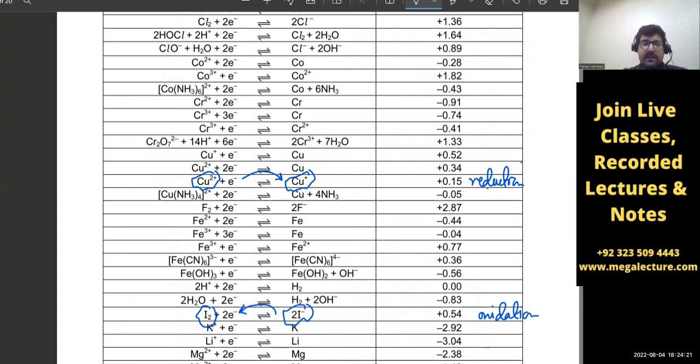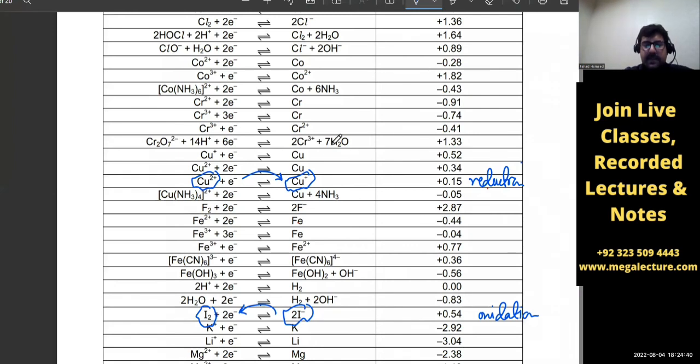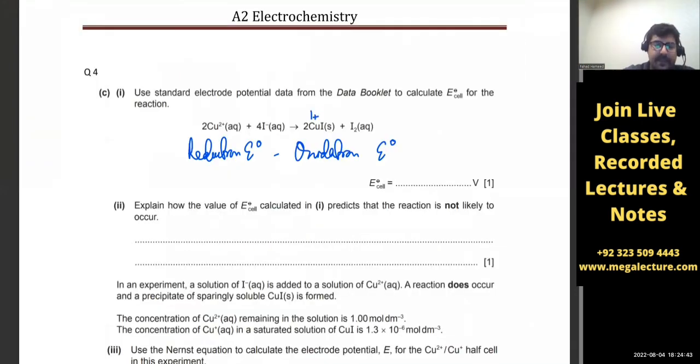You calculate the E naught cell. How is the E naught cell calculated? It's calculated using the reduction E naught minus the oxidation E naught. So who was getting reduced? I think it was copper that was getting reduced. So that's 0.15, and the other one was minus 0.54. So the value will come out to be minus 0.39 volts.